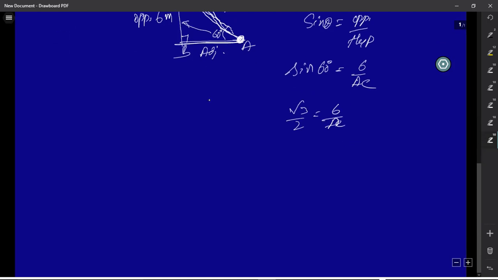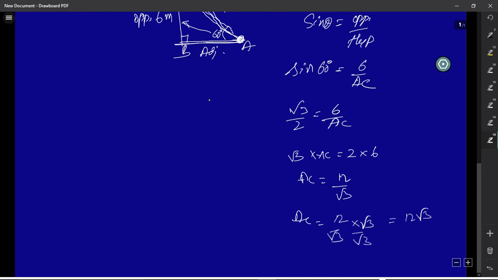Just cross multiply here. Root 3 into AC should be 2 into 6. So the value of AC should be 2 sixes are 12, 12 by root 3. Root 3 is multiplying, so root 3 will divide here. Again, as I told you earlier, if we have to remove root 3 from the denominator, we just have to multiply and divide this by root 3. So I am multiplying and dividing by root 3.